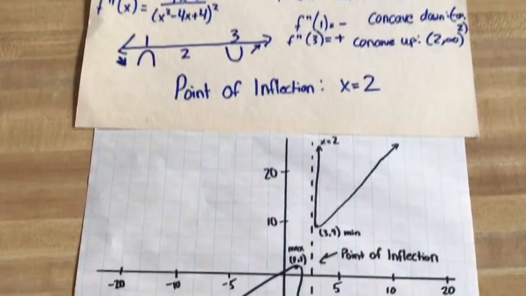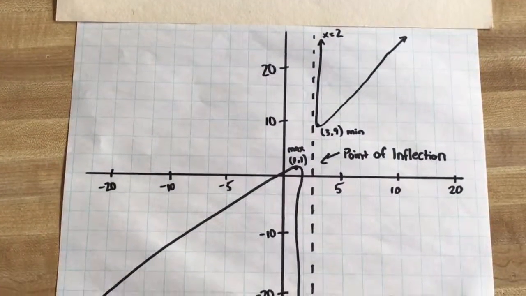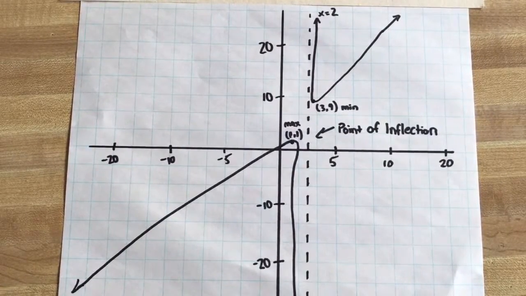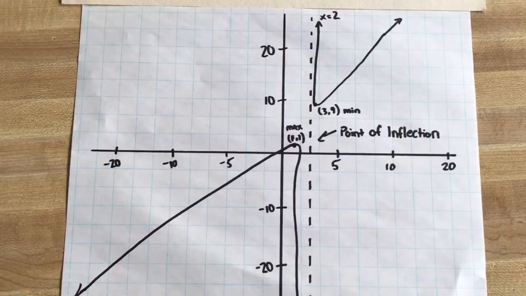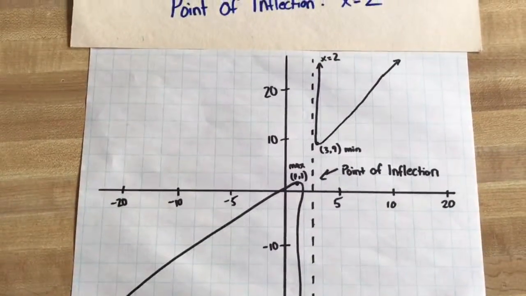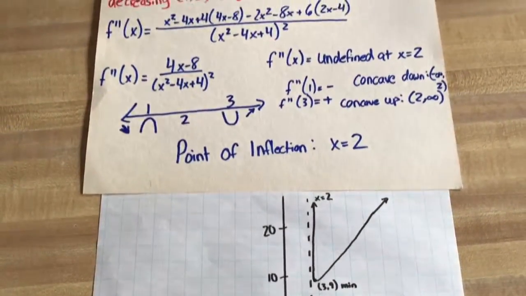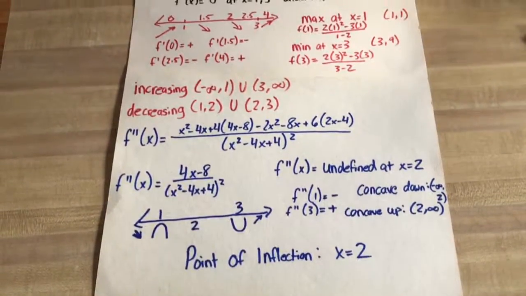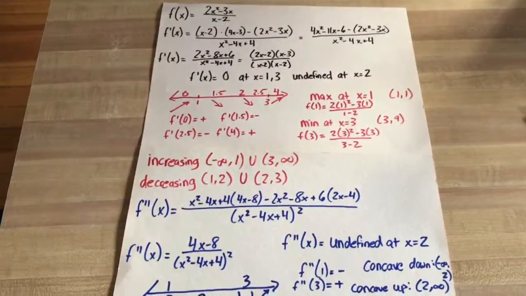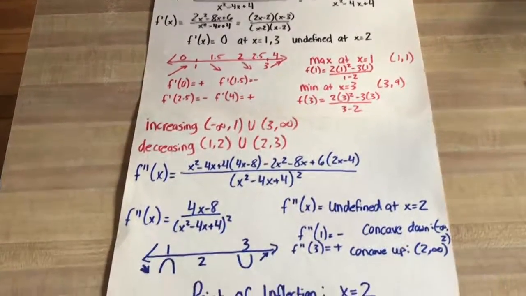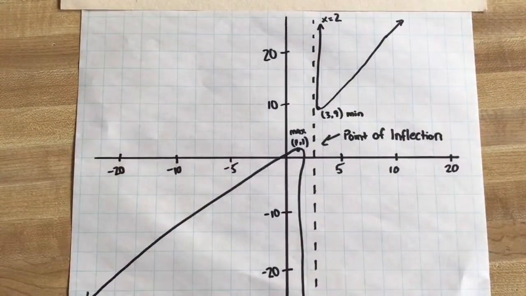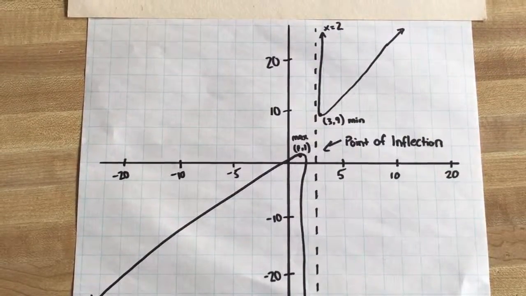Followed by an asymptote at x equals 2, which is our point of inflection, as we discovered from the second derivative. And after x equals 2, we have it coming back down from the top of the asymptote with a minimum at (3, 9), and then it continues constantly increasing according to our sign chart of the first derivative from 3 to infinity. The function, however, is decreasing from 1 to 2 and from 2 to 3, not including 2, where it is discontinuous.